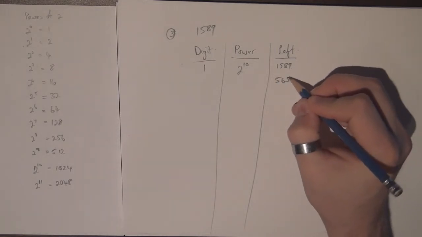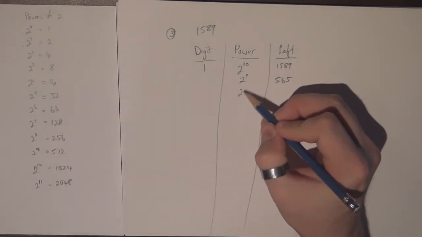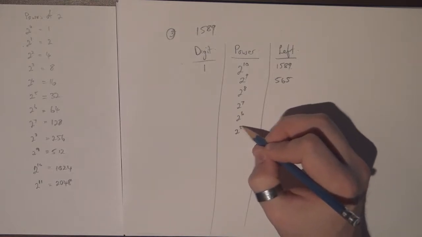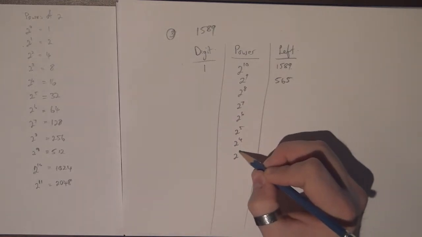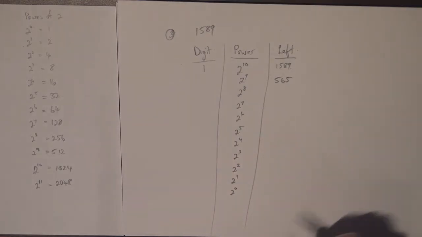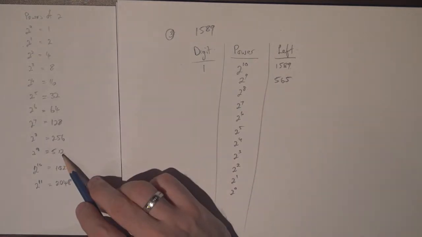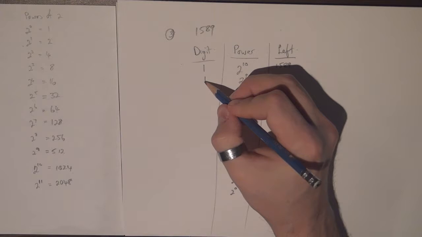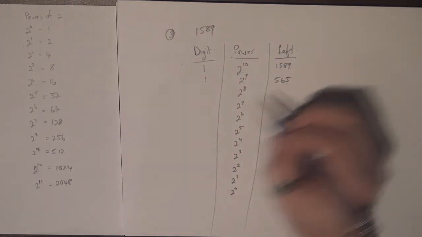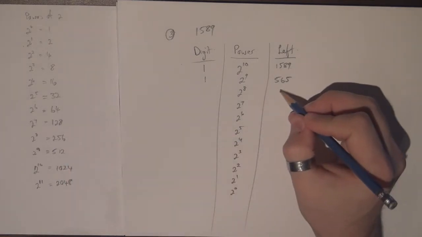565. Try and squeeze them in here a little bit because we are going to go down all the way. Once we've started, we can't skip any of them anymore. So I'm going to go all the way down. Seems like we have space for that. Now 2 to the 9 is 512. Oh, it fits, it fits. Now what's the difference? How much do I have left? Well, 65 minus 12 is 53.